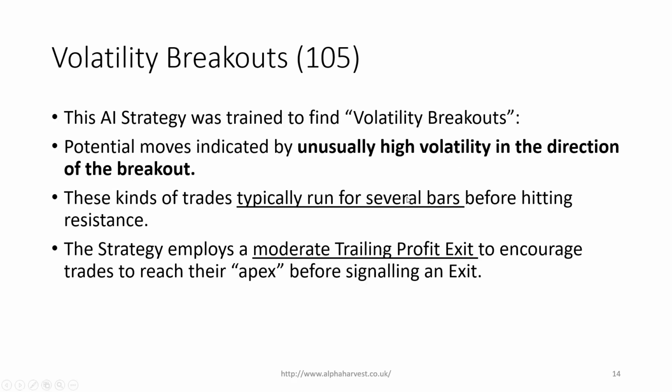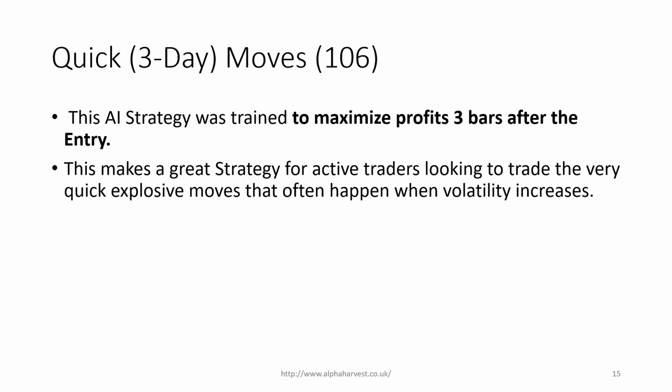Volatility breakouts, code 105. This AI strategy was trained to find volatility breakouts, potential moves indicated by unusually high volatility in the direction of the breakout. These kinds of trades typically run for several bars before hitting resistance, and the strategy employs a moderate trading profit exit to encourage trades to reach the apex before signaling an exit. Also a very nice strategy to trade with.